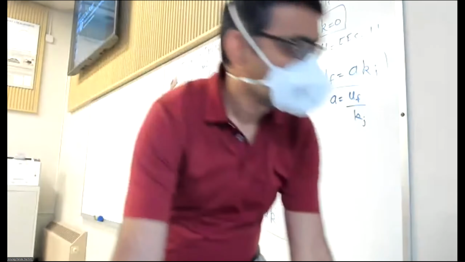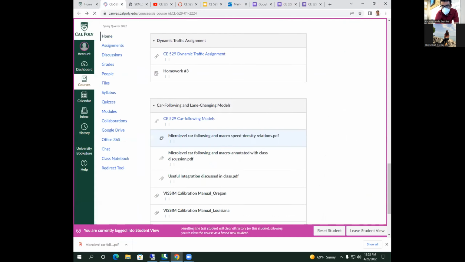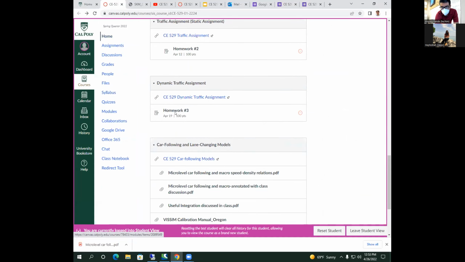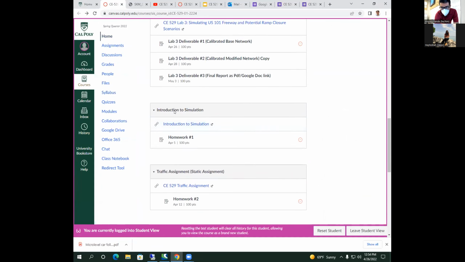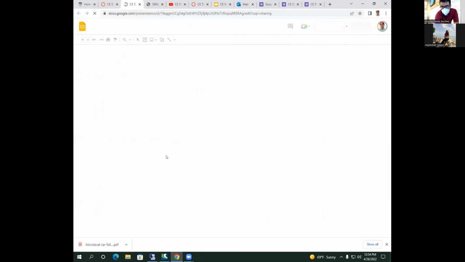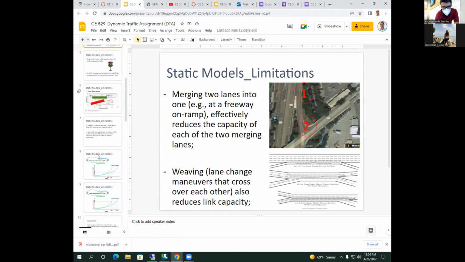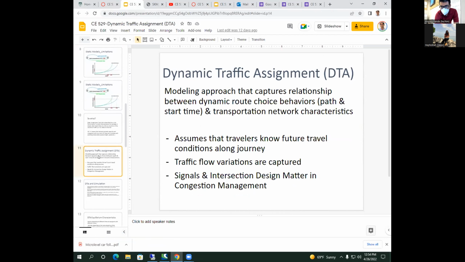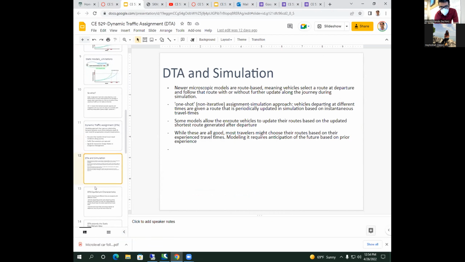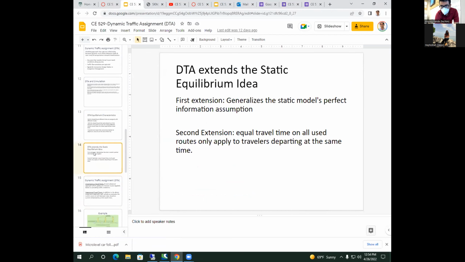Questions? Okay. So first thing we want to talk about is the difference between static and dynamic. So I'll go to my class notes, and now all you need to think about is how does the static differ. So this is the key difference that you can see on the slides there.